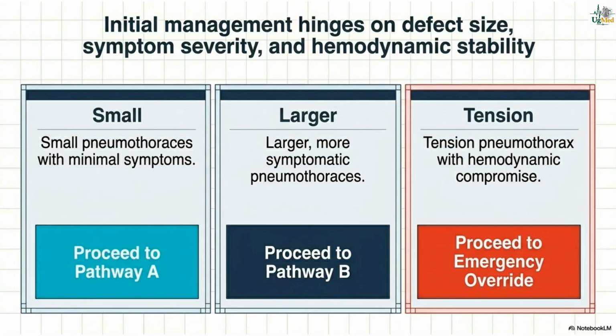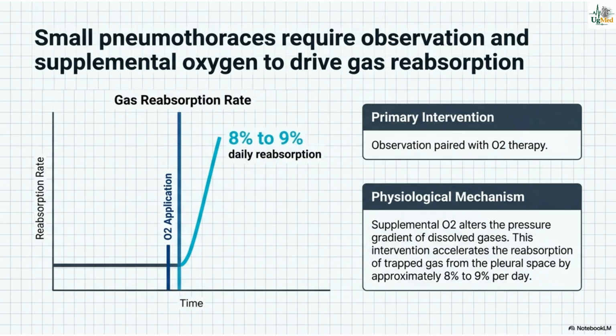Management depends on three major factors: the defect size, the severity of symptoms, and the patient's hemodynamic stability. Small pneumothoraces with minimal symptoms generally follow pathway A. Larger or more symptomatic pneumothoraces proceed to pathway B. However, if a tension pneumothorax is present, the patient immediately enters the emergency override pathway, where life-saving intervention takes precedence over routine evaluation.